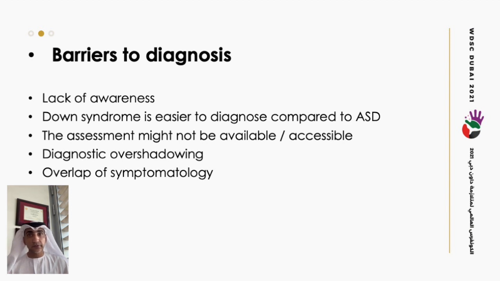There's also the phenomenon of diagnostic overshadowing. Sometimes when clinicians see a certain disorder, they attribute the difficulties to the primary diagnosis. In other words, if a child has Down syndrome, they might attribute autism-related comorbid symptoms to Down syndrome itself, which is what we call diagnostic overshadowing, and this could be a barrier. And also the overlap of symptomatology. There is some overlap between some of the Down syndrome core symptoms as well as autism spectrum disorder symptoms.